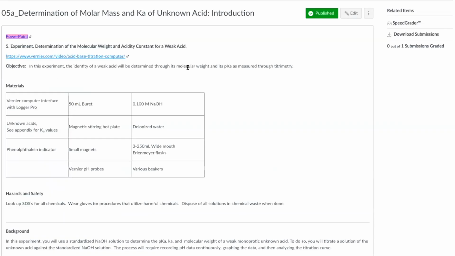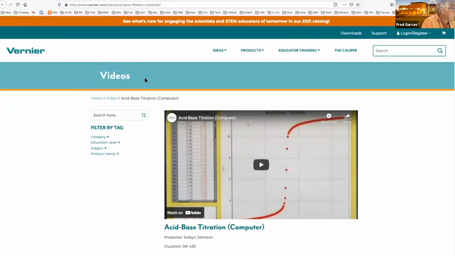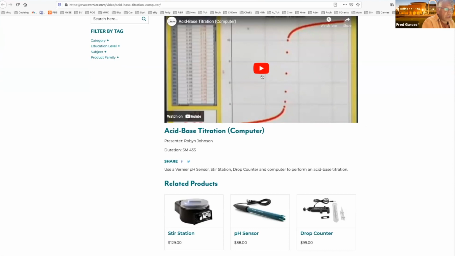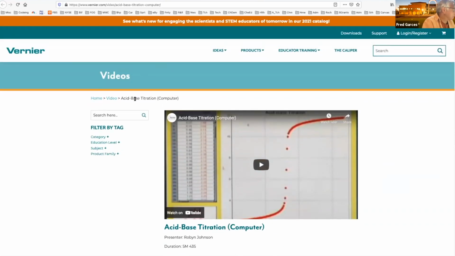So this is the background information for experiment number 5. Experiment number 5, if you were doing it in lab, would probably take 2 days. That's because there are 2 methods that you will use to identify your unknown. This right here, if you click on that, takes you to Logger Pro or Vernier, and they give you a video of what a titration experiment would look like. You can preview that and kind of see what's going on.